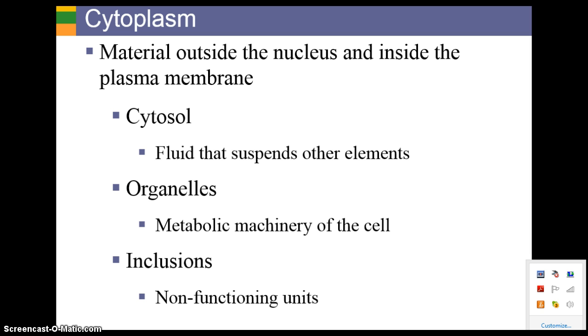So when we're talking about the cytoplasm, we're talking about the material outside the nucleus and inside the plasma membrane. We're talking about the cytosol, which is the fluid that suspends other elements and other components of the cell. Organelles, these are the metabolic machinery of the cell, the components that drive the cell's function. And the inclusions, these are non-functioning units associated with the cell. Certain things like insoluble materials as stored nutrients, mineral deposits, things that aren't broken down readily in water.